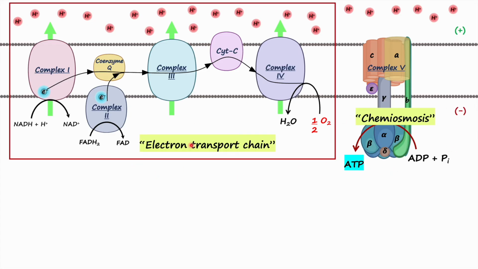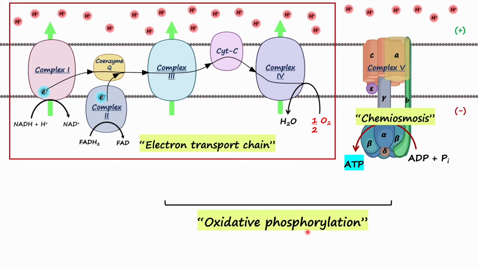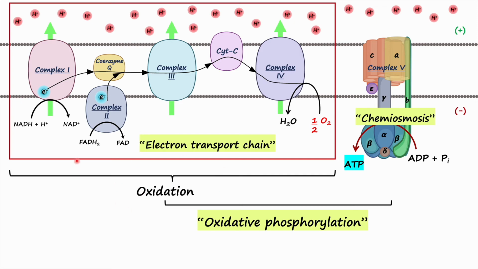And when you combine this electron transport chain and chemiosmosis, it gives you oxidative phosphorylation. So the first part is oxidation, where NADH and FADH2 are oxidized and lose their electrons. And the second part is where ADP is phosphorylated to synthesize ATP. So combined, they are called oxidative phosphorylation.